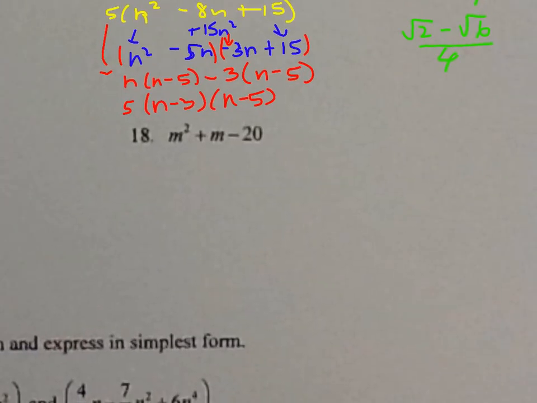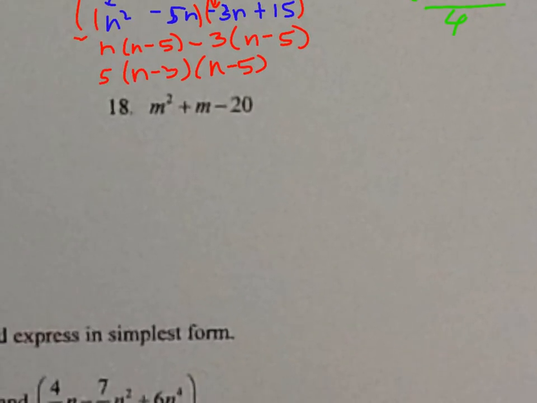Okay, number 18. Trinomial, master product. So I multiply the first times the last. So I get negative 20m squared. Remember, there's a 1 in front. So what multiplies to 20 and differs by 1? Hopefully you got 5m and 4m. They have to multiply to negative 20, that means they have to be different signs. But when we add them, they have to give you positive 1. So it's going to be positive 5 and negative 4.